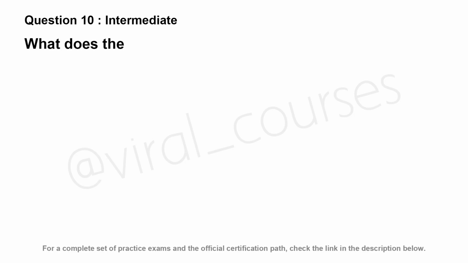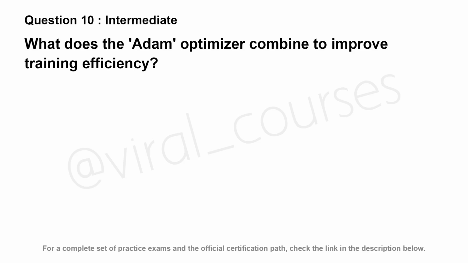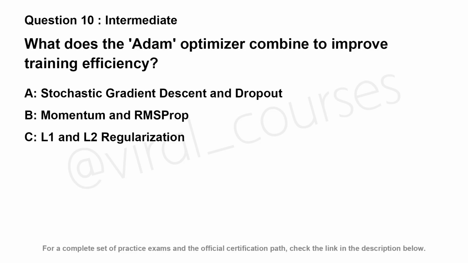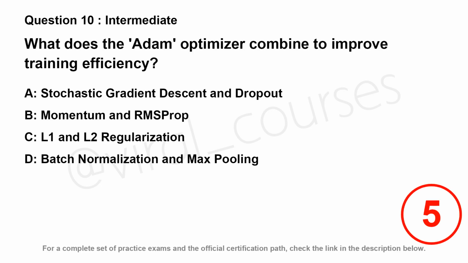What does the ADAM optimizer combine to improve training efficiency? Option A, stochastic gradient descent and dropout. Option B, momentum and RMS prop. Option C, L1 and L2 regularization. Option D, batch normalization and max pooling.